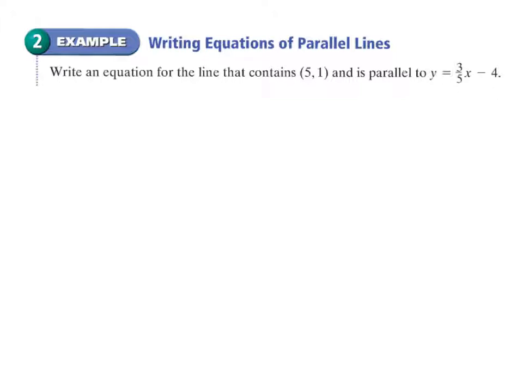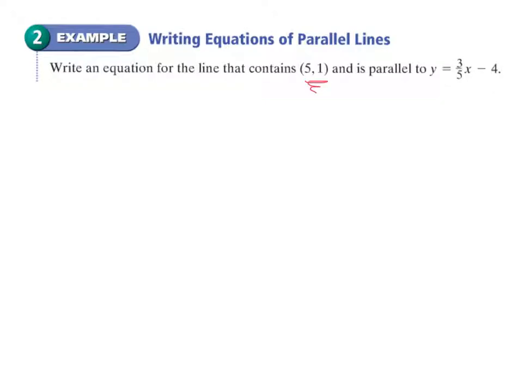To write the equation, use the slope of the given line and point-slope form of a linear equation. So here we go. Write an equation for the line that contains this point right here, (5, 1), and is parallel to this line y equals 3/5 x minus 1/4. We have a point, (5, 1). We know that we have to write an equation that has a slope that is parallel to this line. Since parallel lines have the same slope, we know that the other line also has a slope of 3/5.